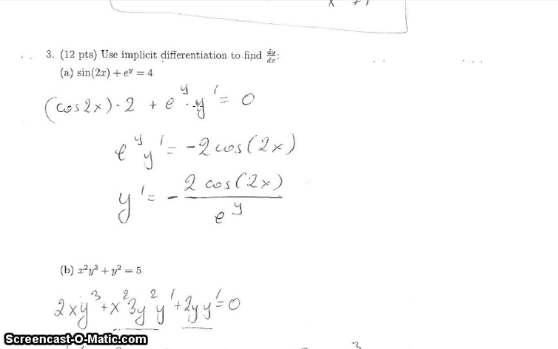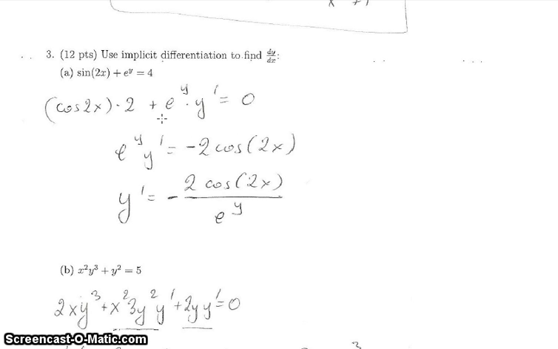Problem 3. Use implicit differentiation to find dy dx. Now the derivative of sine of 2x with respect to x is going to be cosine of 2x times 2 by the chain rule. So the derivative of the outer function, sine of argument, is cosine of the same argument, multiplied by 2 because the derivative of 2x is 2, plus the derivative of e to the y is e to the y times y prime, because the derivative has to be found with respect to x, not with respect to y, so chain rule here. And the derivative of 4 on the other side is 0.